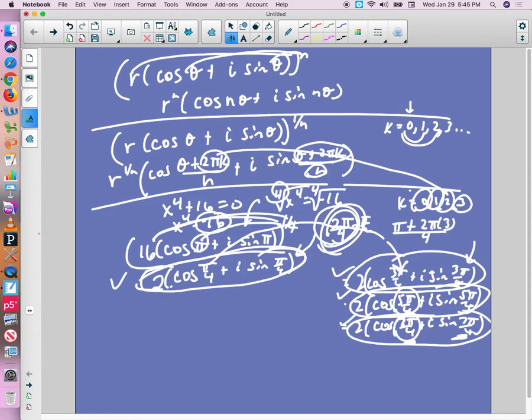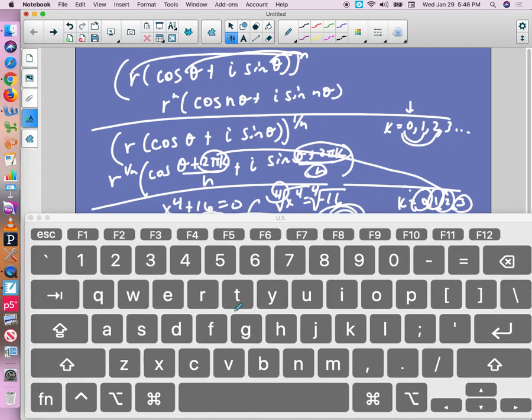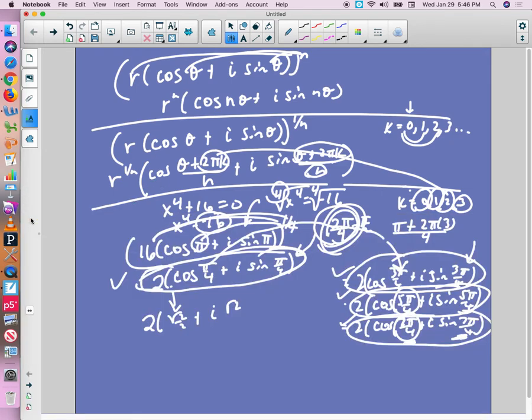Now notice these are all going to be imaginary. Like if I figure out this one, I'm done, unless I want to write it in a plus bi form. It says 2 times root 2 over 2 plus I root 2 over 2. Multiply by 2, you get root 2 plus I root 2. That's one of them in a plus bi form. You could write them all in a plus bi form.